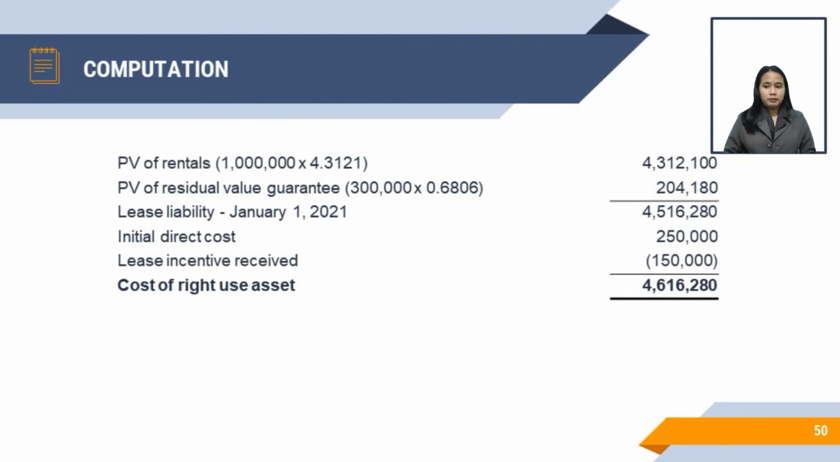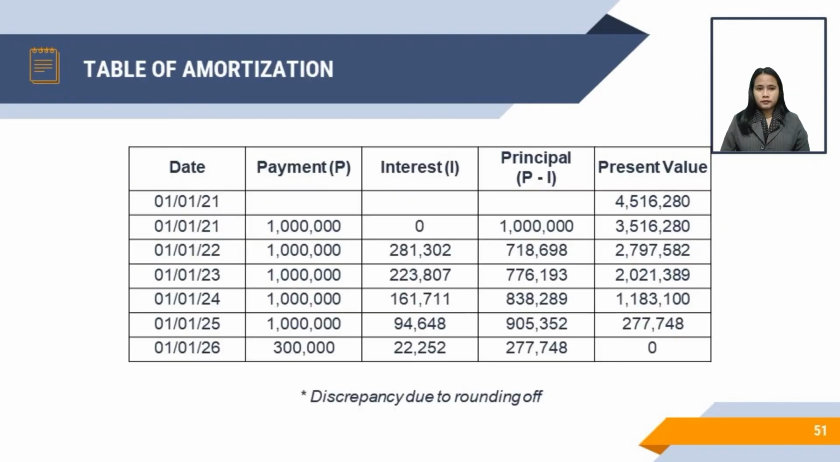So, yung 300,000, minultiply natin ito sa 0.6806. Okay, so meron tayong 4,506,280. Ito yung ating lease liability for January 1, 2021. And then, i-add naman natin siya sa ating initial direct cost of 250,000 and ililess natin siya sa lease incentive received which is 150,000. So, meron tayong cost of right-of-use asset of 4,616,280. In this slide, we have the table of amortization.